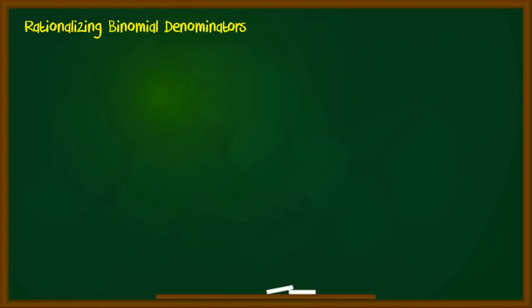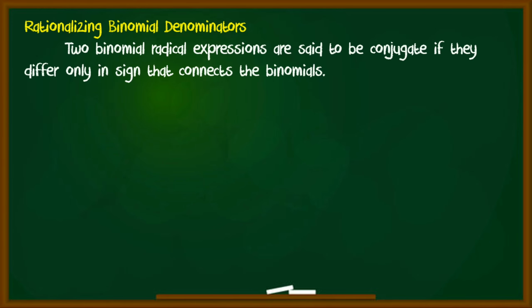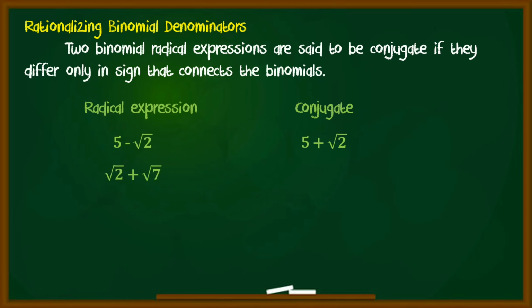Rationalizing binomial denominators. Two binomial radical expressions are said to be conjugate if they differ only in sign that connects the binomials. Say for example, we have the radical expression 5 minus square root of 2. Its conjugate is 5 plus square root of 2. Another example, square root of 2 plus square root of 7. Its conjugate is square root of 2 minus square root of 7.